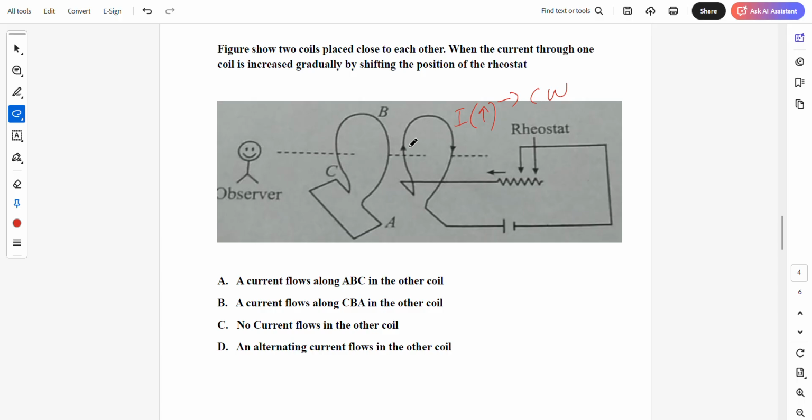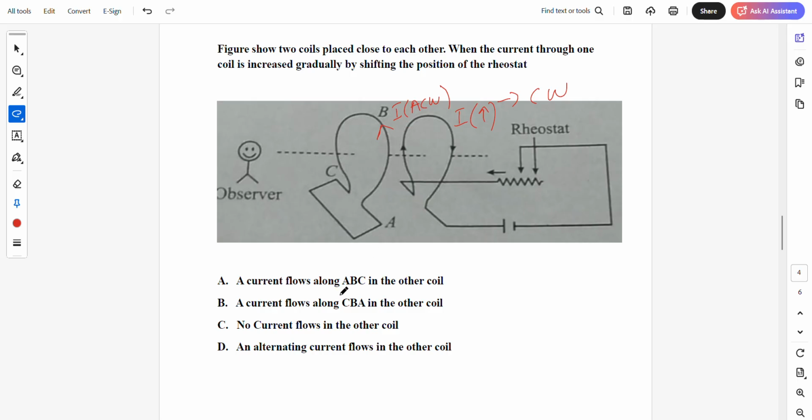Now here, what will happen? Here the current will be in the opposite direction. It will be in the anti-clockwise direction. Anti-clockwise direction means it will be like this, from A, B, and C. Understood? A, B, and C. See, this is clockwise; this becomes anti-clockwise. Okay, anti-clockwise.